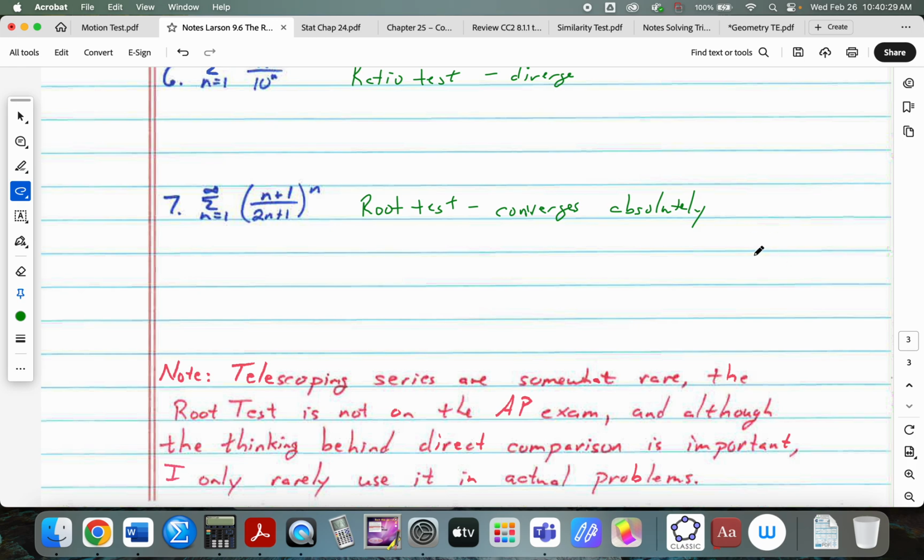And then I just put a note. It's things that mostly I've said. Telescoping series are kind of rare, at least on the AP exam. You just don't see them very often. The root test is not on the AP exam at all. And the thinking behind direct comparison is an important idea. I almost never use it because I can use the limit comparison test just as easily in most cases.